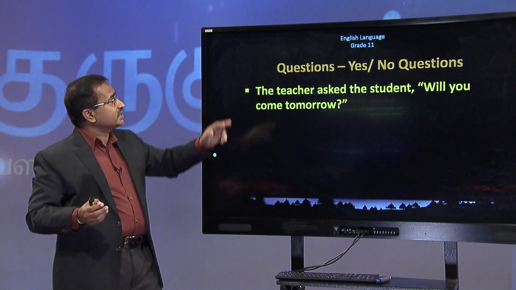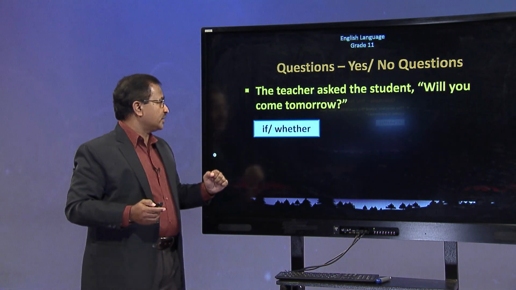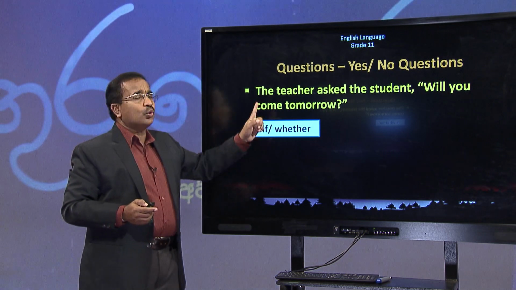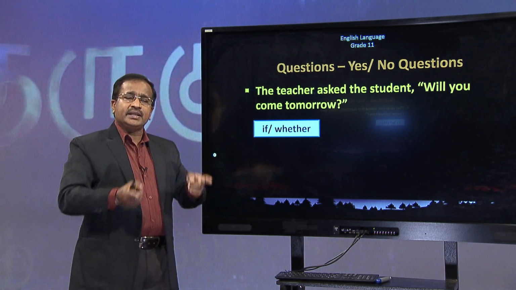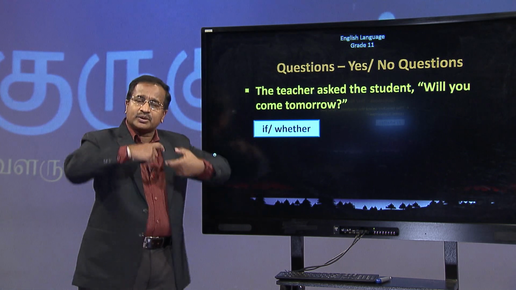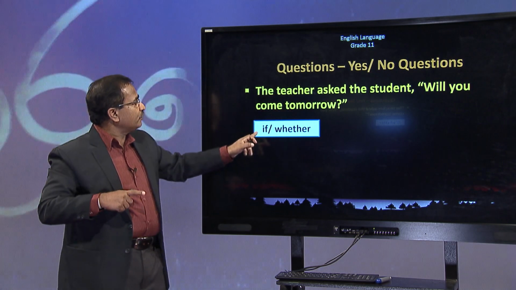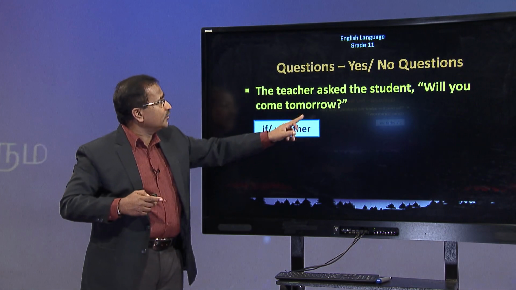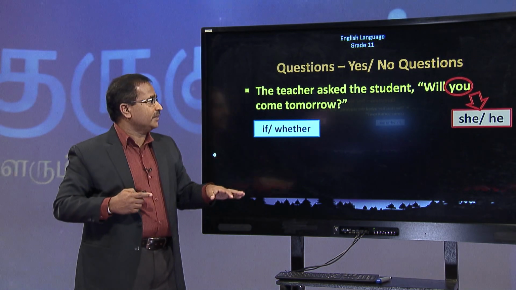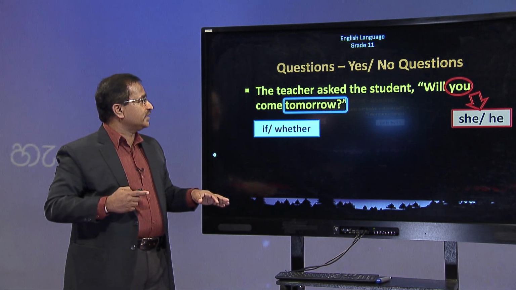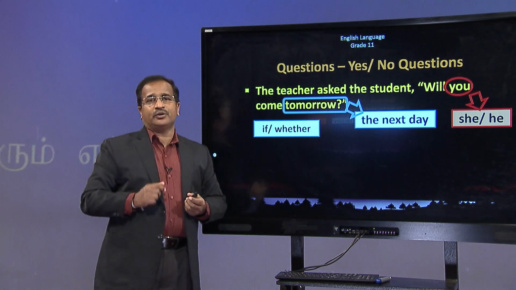How do you convert this yes no question into indirect speech? When you have a yes no question, you have to use if or whether in order to combine these two sentences together. Children, in the earlier examples we used that to combine two sentences. But remember, here in yes no questions, we can use either if or whether to combine these two. Will you is changed into either she or he, and tomorrow should be converted into the next day. That's one important thing for you to remember.